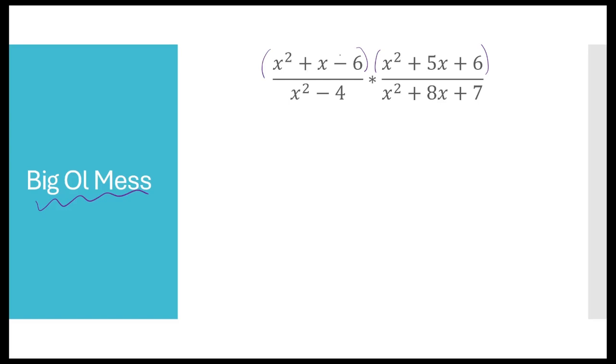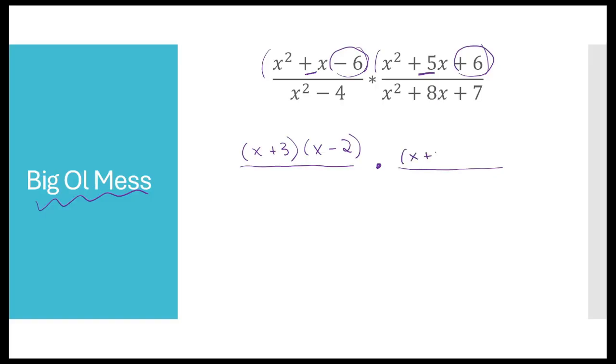This first one, I need two numbers that multiply to -6 but add up to +1, and I know what those are. And on my other numerators, I'm just moving across, I need two numbers that multiply to +6 and add up to +5. Those are actually going to be really similar. Now, on the bottom, x squared minus 4, you could think of as x squared plus 0x minus 4. And then you need two numbers that multiply to -4 and add up to 0.